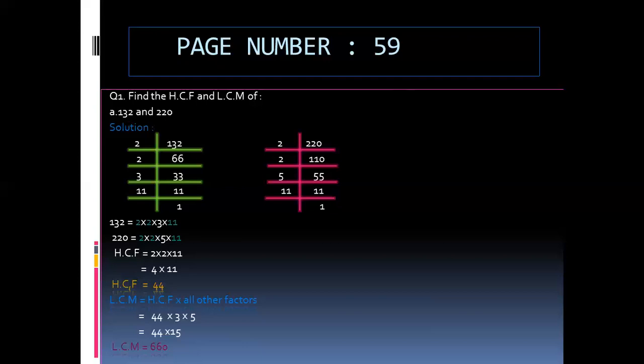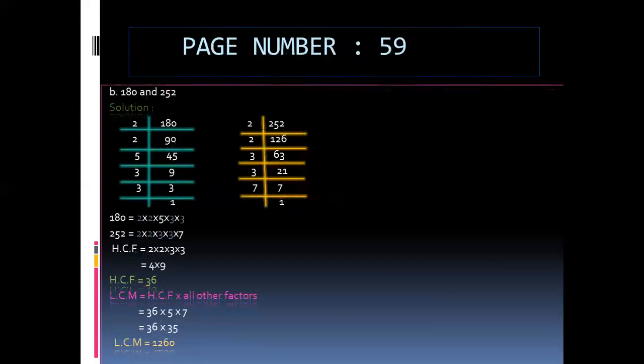The B part of this question is 180 and 252. Same division method. We divide 180 by 2. 90 is the quotient. After dividing 90 by 2, 45 is the quotient. And 45 is divisible by 5. 9 is there. 3 is there. After dividing 9, we get 3. The factors of 180 are 2 multiplied by 2 multiplied by 5 multiplied by 3 multiplied by 3.